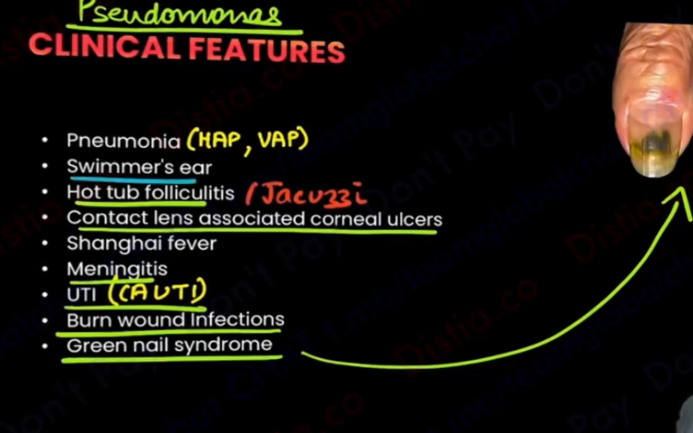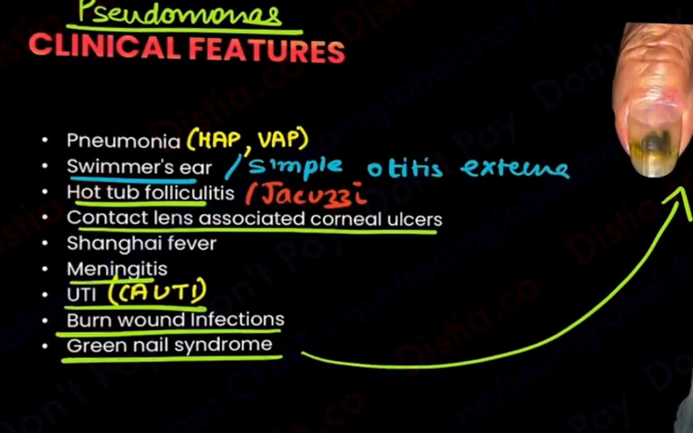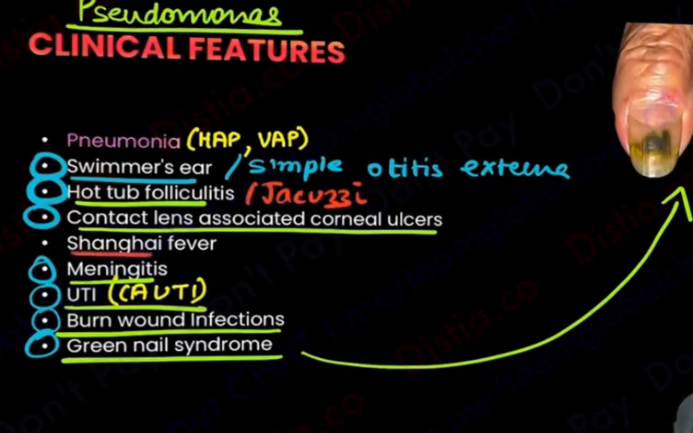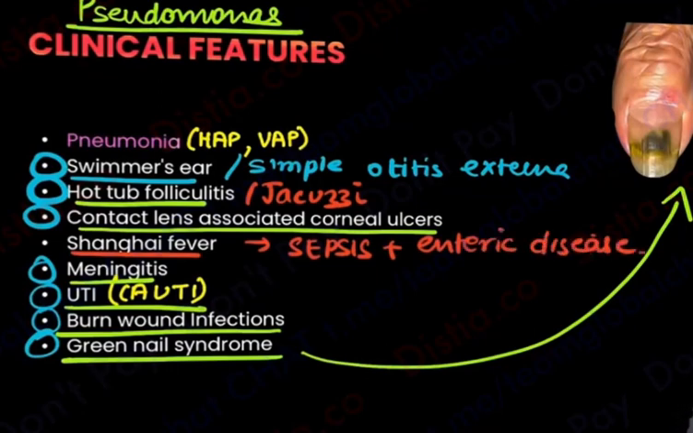Similarly, on the basis of water, they could have something called swimmer's ear. Swimmer's ear is nothing but simple otitis externa. So either there's some water-related history, or else everywhere there's going to be a bluish tinge. Apart from that, of course, it can cause hospital and ventilator acquired pneumonia. Pneumonia means the sputum is going to become blue-green. And finally, there is Shanghai fever. What is Shanghai fever? Shanghai fever is going to be sepsis along with enteric disease, intestinal involvement also. Sepsis along with enteric disease is going to be Shanghai fever.